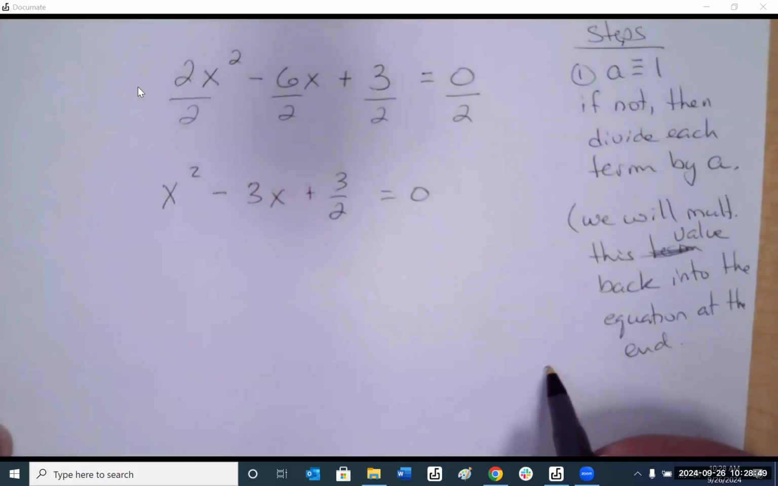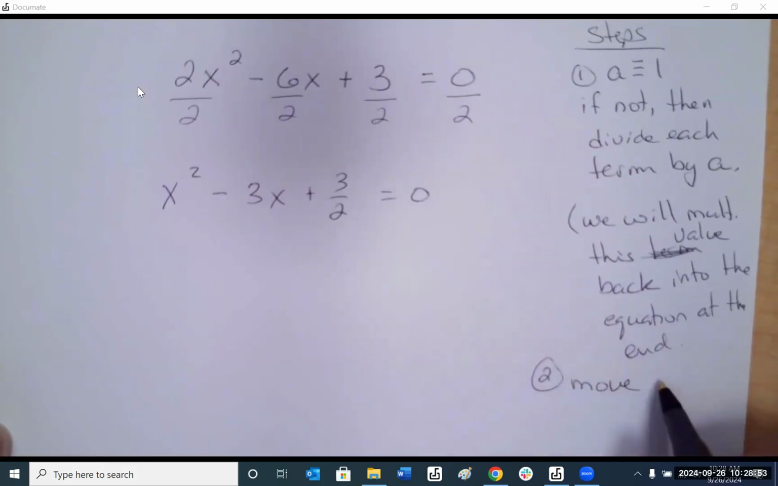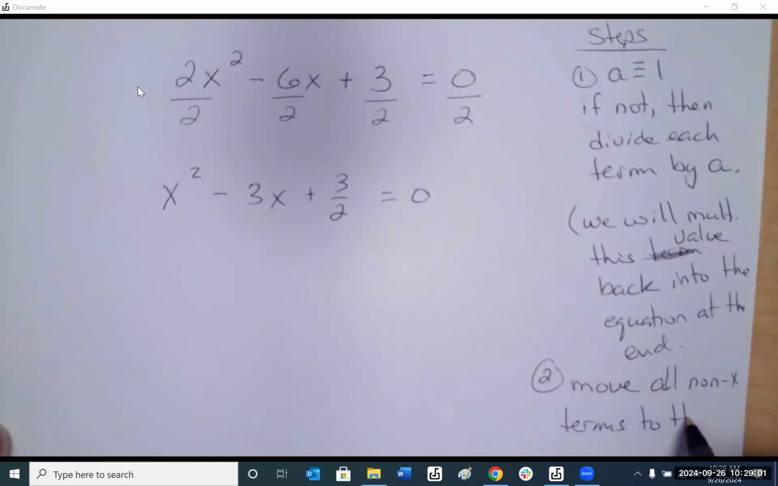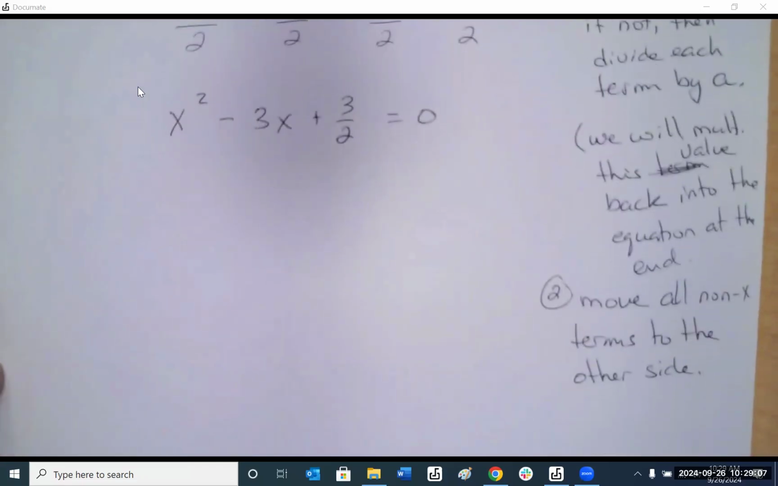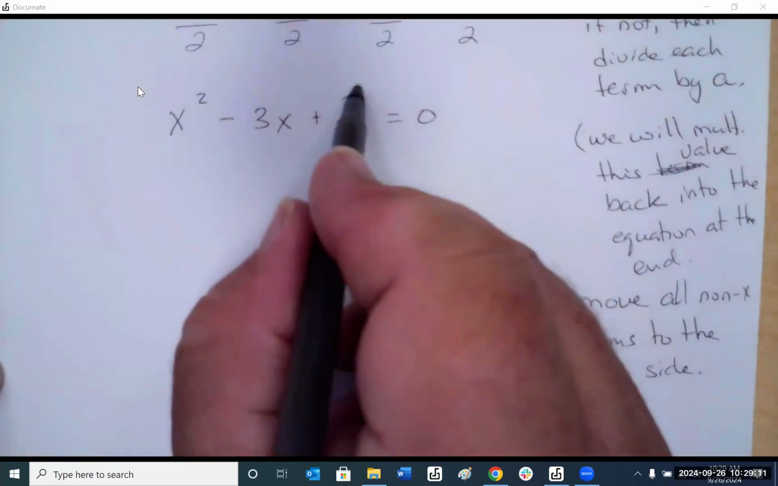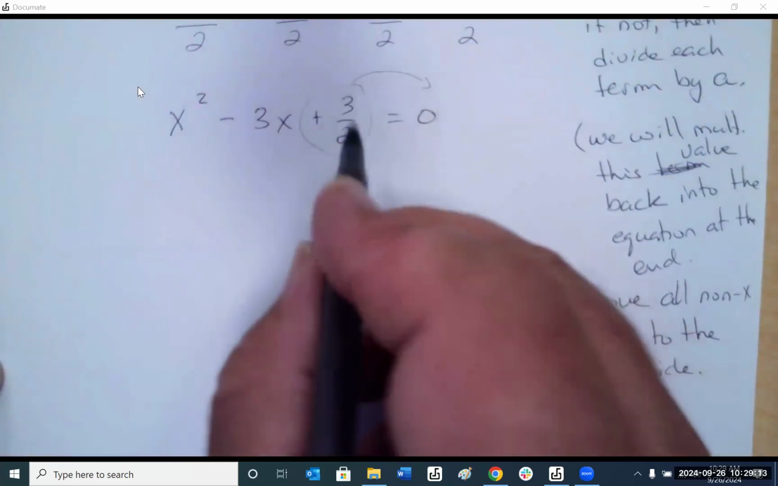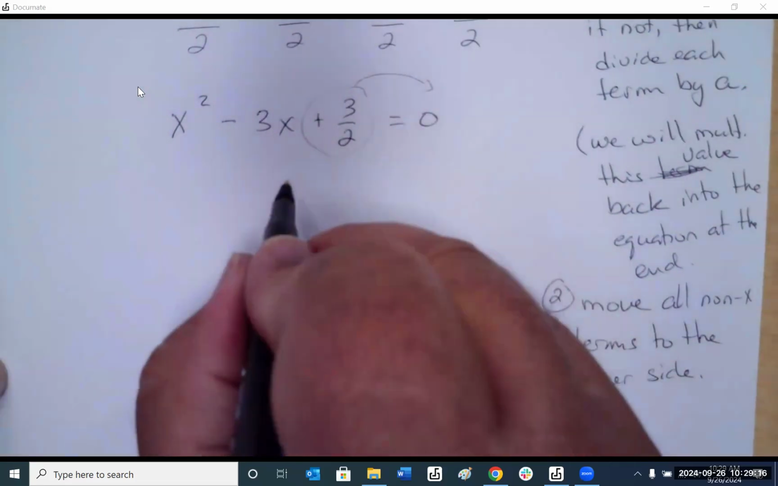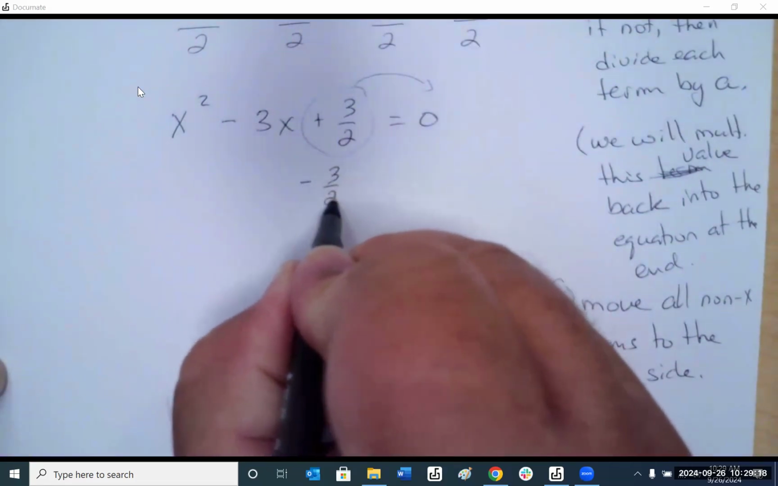Next step. Move all non-x terms to the other side. So we got to move that over there. How? By subtracting 3/2.